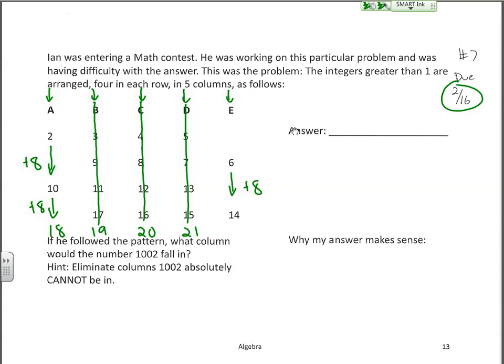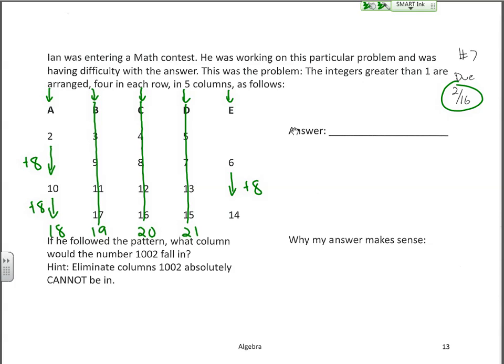So what you could do here, and it's not very efficient, is continually add 8. 2 plus 8 is 10, plus 8 is 18, plus 8, plus 8, plus 8, plus 8, and see if you eventually get to 1002. Okay? If you do, then you know that 1002 is going to be in column A. If you don't, then you know that 1002 will be in column E.